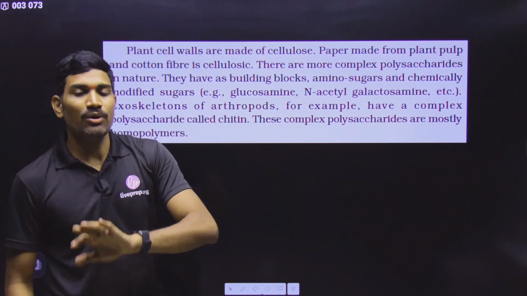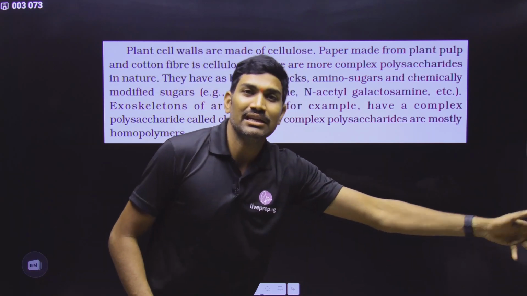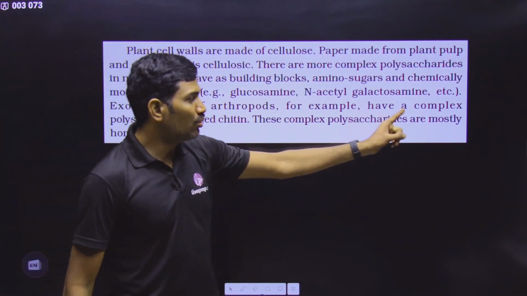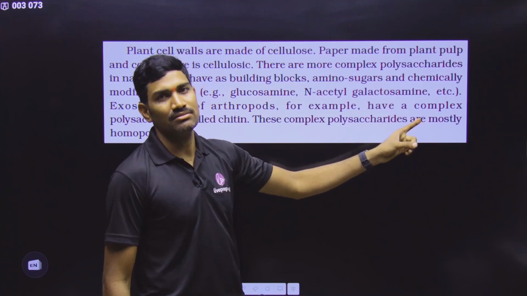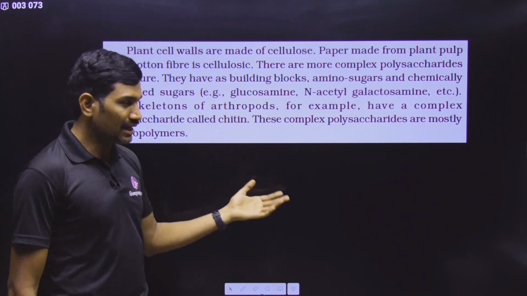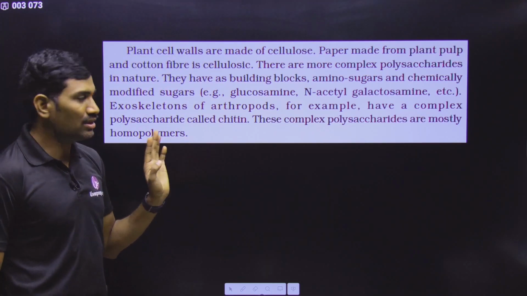But why is it a homopolysaccharide? Though it is complex, the same unit is repeated. That's why it is a homopolysaccharide. So please observe carefully here. You should know the meaning of each and every word. Okay. So that's why chitin is a homopolysaccharide and is a complex polysaccharide. Understood or not? Next one.